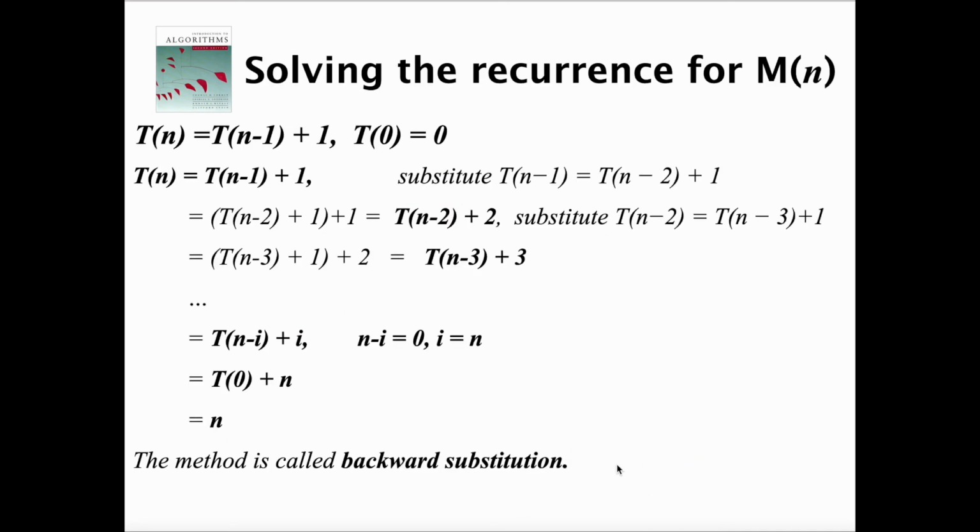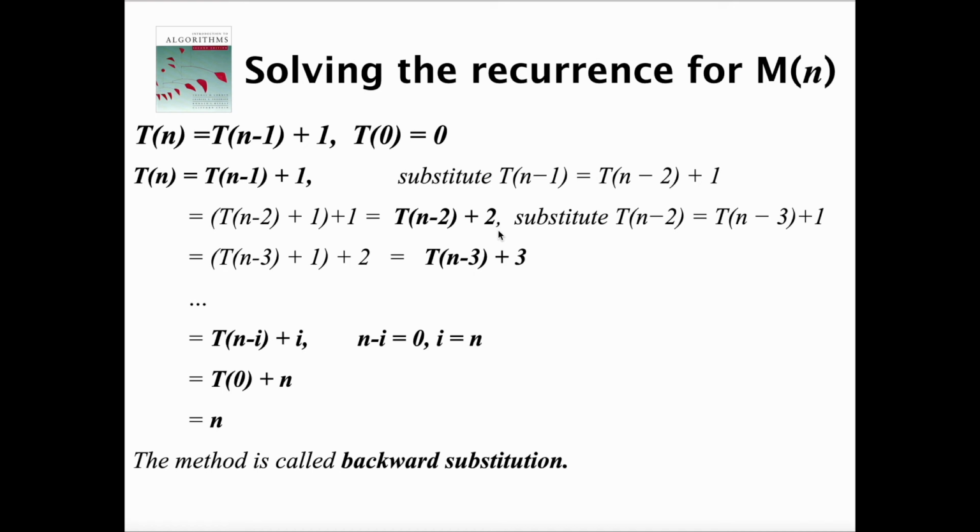Okay? So instead of creating a tree, we can solve this by backward substitution method. The backward substitution method goes like this. For this one, we can substitute the value of t of n minus 1 by something na using the recursive definition. So, we know that t of n minus 1 is equivalent to t of n minus 2 plus 1. We can simplify this and we can represent it by t of n minus 2 plus 2.